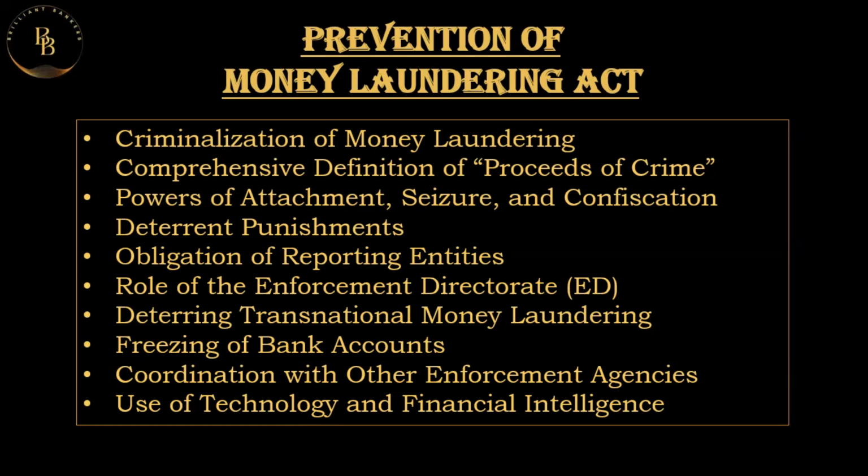So, coming to the main point, what does it do? It provides the criminalization of money laundering, and it also provides a comprehensive definition of what proceeds of crime are. It also gives the power to attach, seize, and confiscate the property that has been originated through money laundering. So, coming to the objectives, it is to prevent and combat money laundering, to seize and confiscate the proceeds of crime, to cooperate with the international law enforcement agencies.